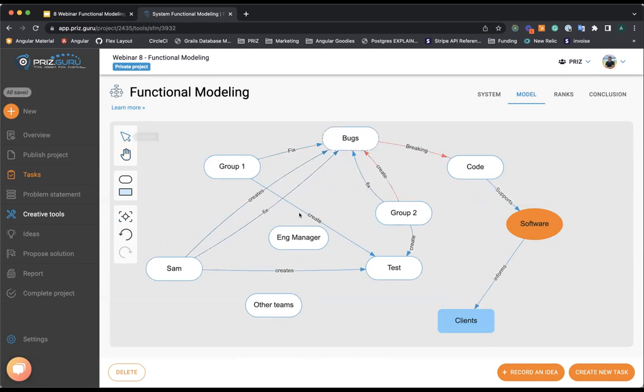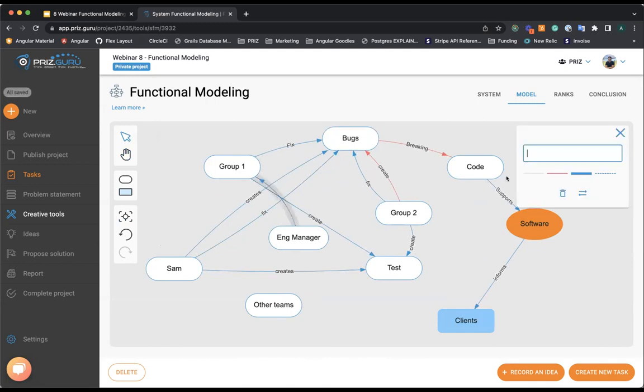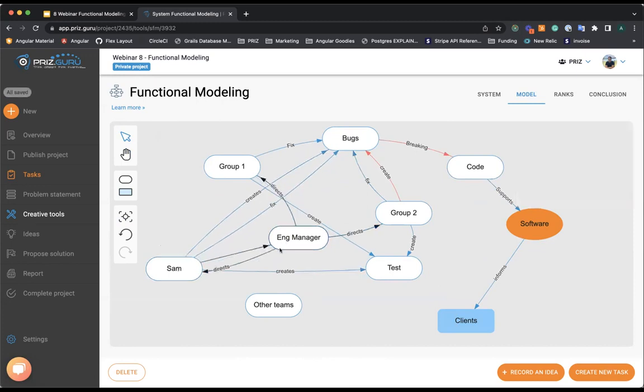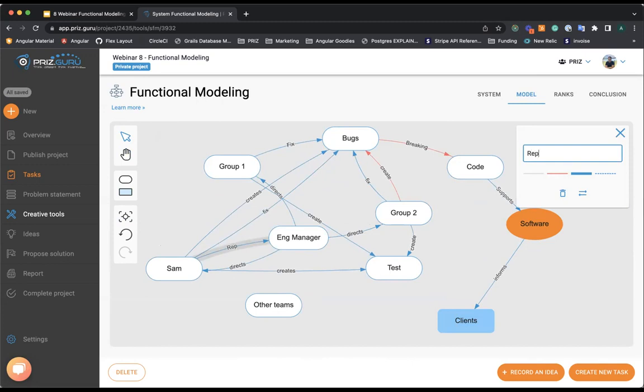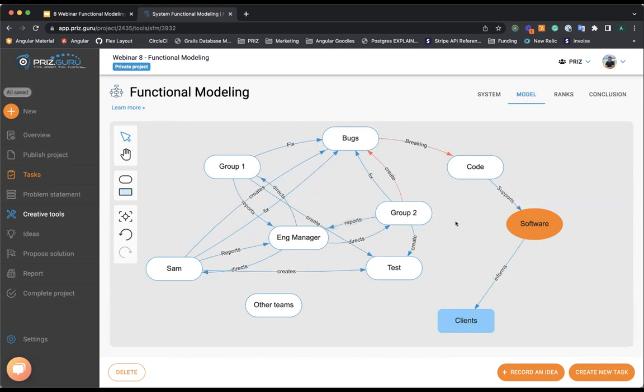The manager directs all of them, right? So directs, he also directs Sam, and so on. Sam is, on the other hand, reporting back to the manager. Well, all of them reporting back to the manager, right? That's the interaction between the manager and the employees. So until now, nothing is too crazy.